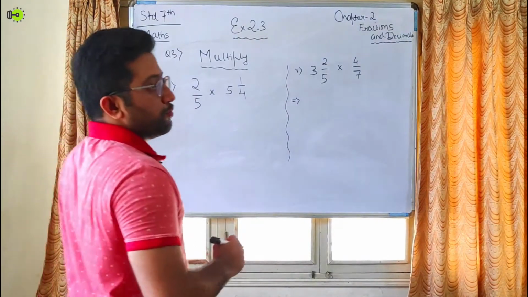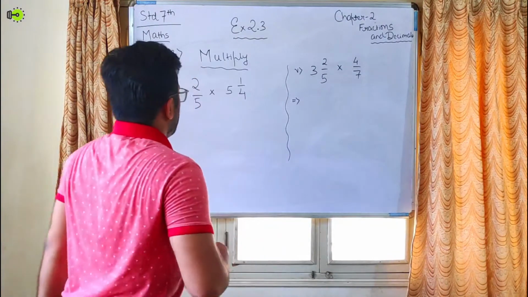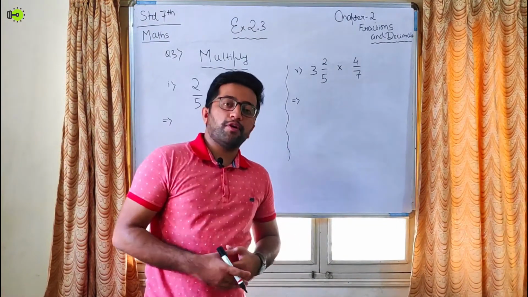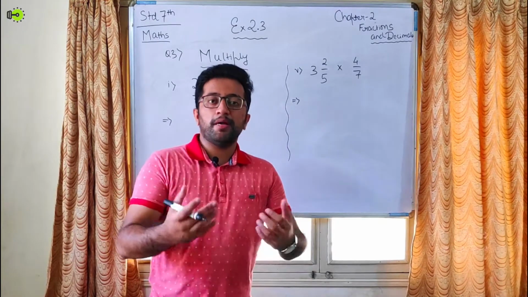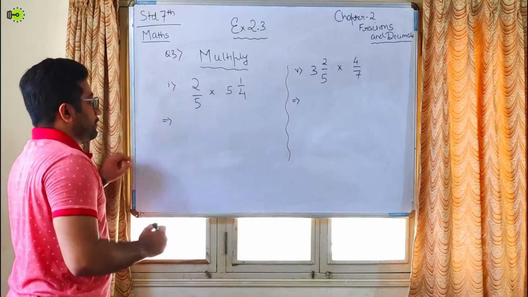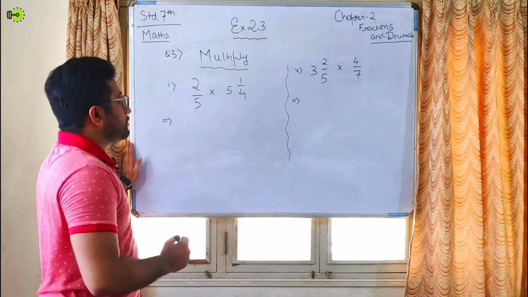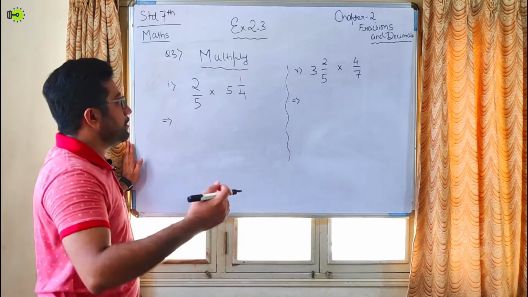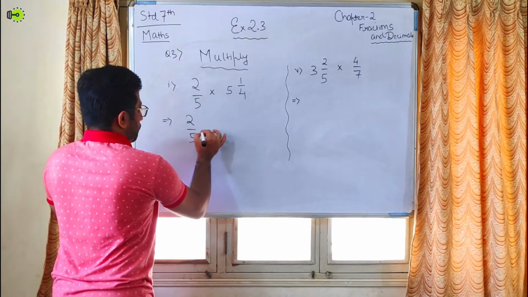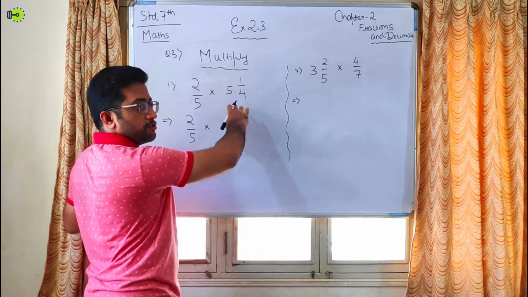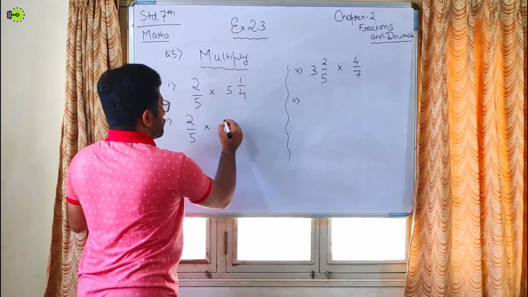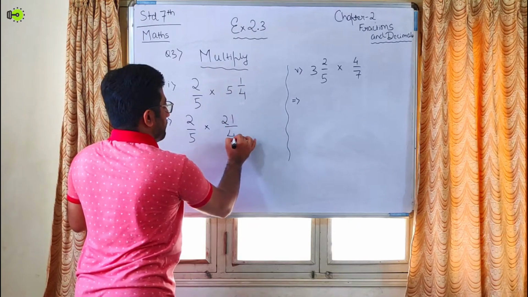Now moving towards question number 3. Also, it is a simple sum of multiplication. You will be given a mixed fraction, a proper fraction, or an improper fraction, to multiply and reduce to lowest forms. Starting with the first one, 2 by 5 multiplied by the mixed fraction 5 and 1 by 4. The first step is to write down 2 by 5, multiply, and convert this mixed fraction into an improper fraction, that is 5 into 4 is 20, 20 plus 1, 21. So 21 divided by 4.